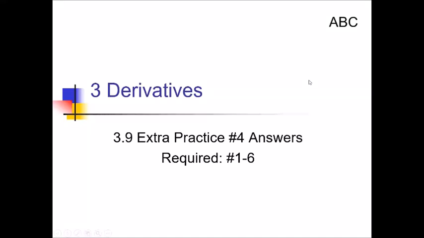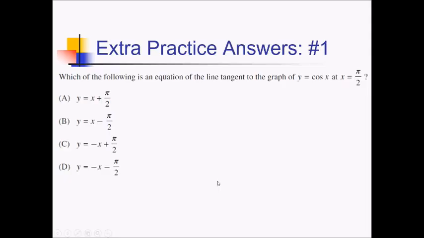Howdy there, Mr. Sutton here with the AB Calculus 3-9 Extra Practice Number 4 solutions on tangent lines and higher order derivatives. On this problem, we want to know which of these is the equation of the tangent line for the graph of y equals cosine of x at pi over 2.